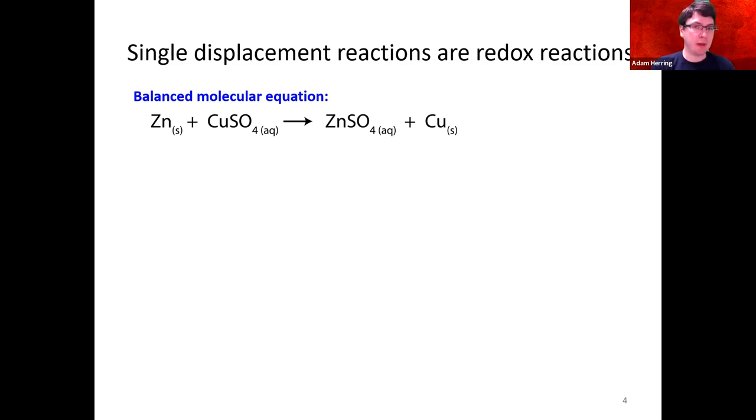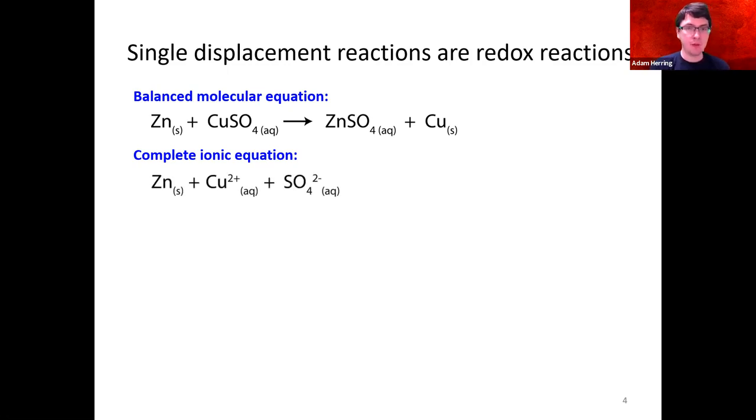So our balanced chemical equation is what you see here on the screen. If we wanted to write out the full or complete ionic equation, remember, we will dissociate any strong electrolytes. So copper sulfate is an ionic compound that's aqueous, therefore it gets fully dissociated. Zinc sulfate is also aqueous, and because it is an ionic compound, it is a strong electrolyte. It's a salt, so it fully dissociates, and then we're left with the solid copper.